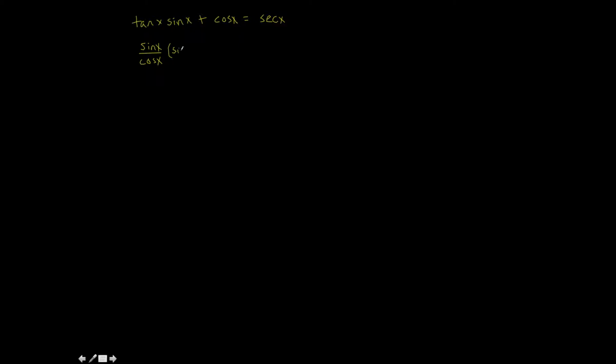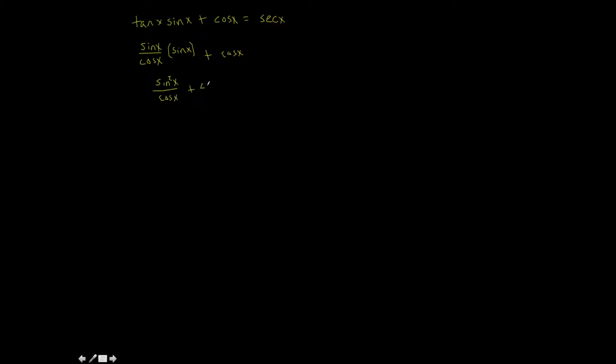That way I can be able to manipulate this and have everything in terms of cosine, so I can write it in terms of secant. Okay, so step 1. Done. Alright, so step 2. What we need to do here is I realize that sine x times sine x is sine squared x.